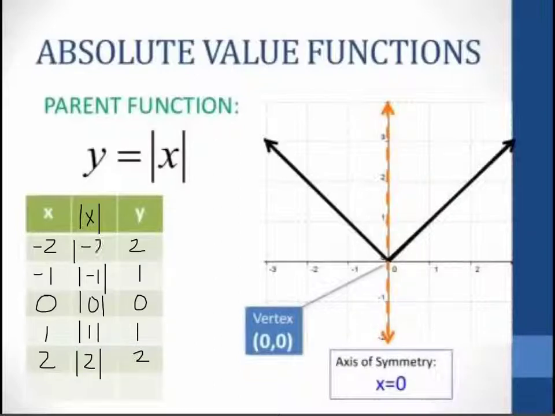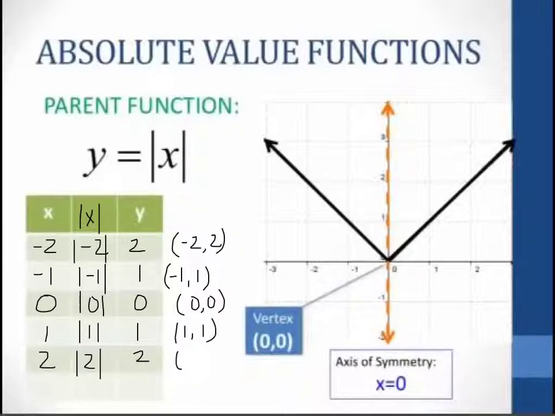Alright, now what this does is it gives us these 5 ordered pairs. The first one is -2, 2. Then we have -1, 1, 0, 0, 1, 1, and 2, 2. And you can see these are all plotted here.